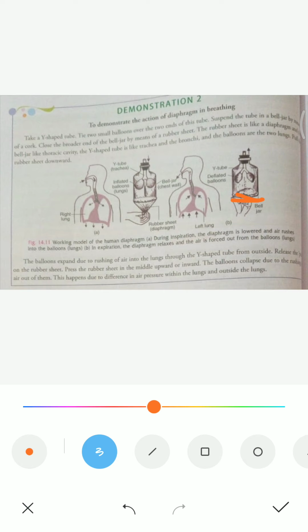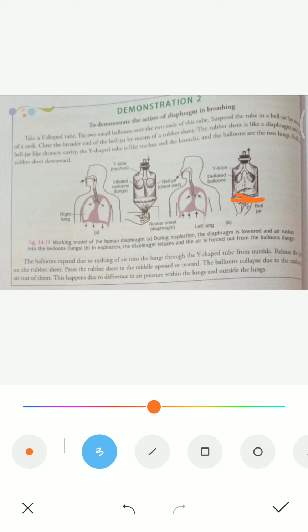Pull the rubber sheet downwards. If we pull the rubber sheet downwards, then the balloons expand due to the rushing of air into the lungs through the Y-shaped tube from the outside. Because if you apply some pressure from beneath, then definitely air will move inside. Because of that, the bulging of the lungs will take place. The balloons will swell up and increase in their size.